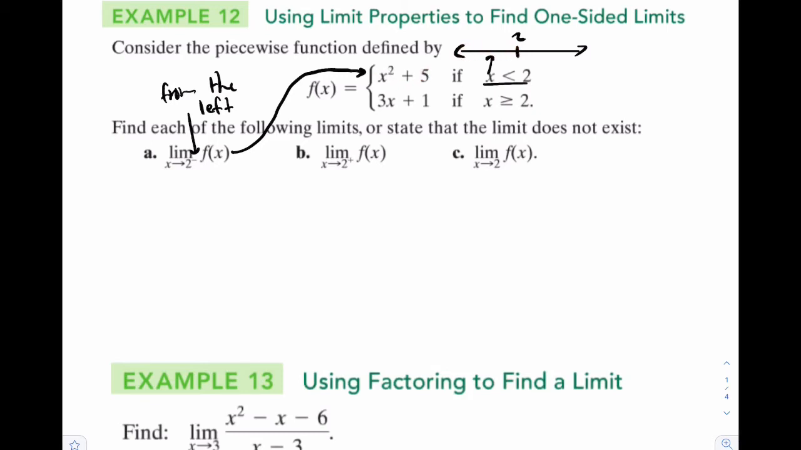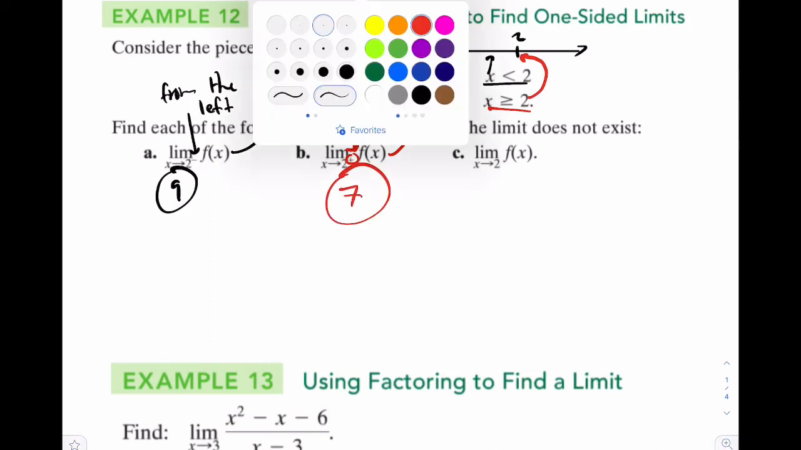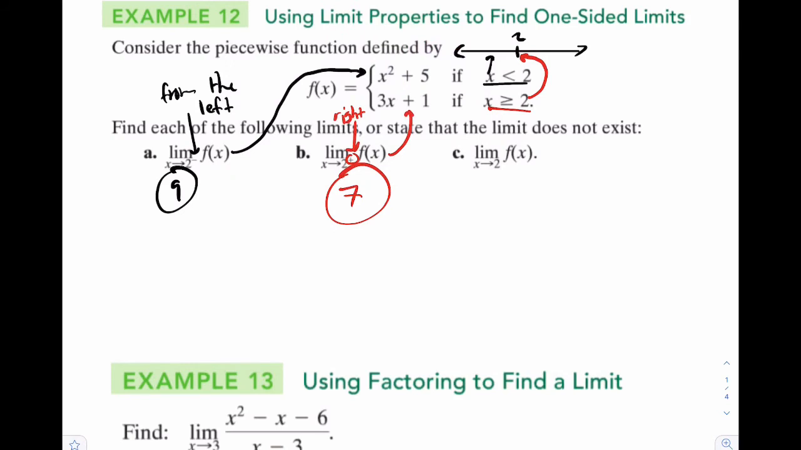So plug in 2 right here, we get 9. For this one right here, we can see that means from the right. So we're going to have to plug it in to that part because greater than 2 is going to be on the right side of 2. So plug in 2 to the bottom one, and we get 7. For this last one, it says 2 from both directions. Since these are 2 different numbers, we learned last class that would mean D and E. It does not exist.